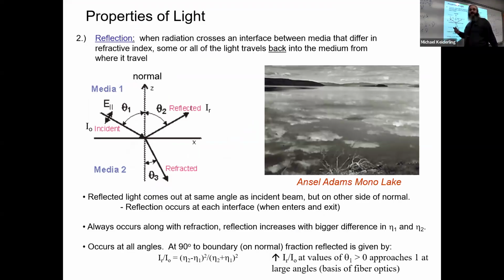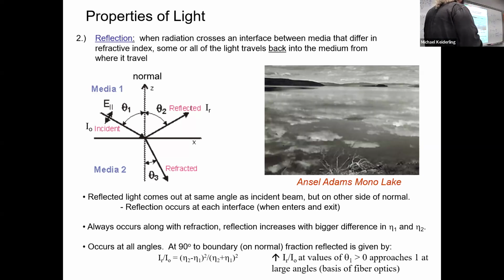Another thing that light does is it reflects. Whenever light crosses over an interface where it would refract, it also reflects. Some of the light refracts, some of the light reflects. And it can be some or all of the light travels back into the medium from where it came. So here, for example, is this really nice picture of Mono Lake where it's reflecting the sky. Reflected light will come out at the same angle as the incident beam, but on the other side of the normal. And reflection occurs at each interface when it enters and when it exits.